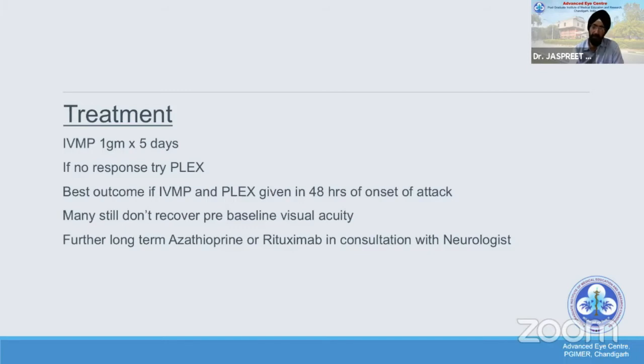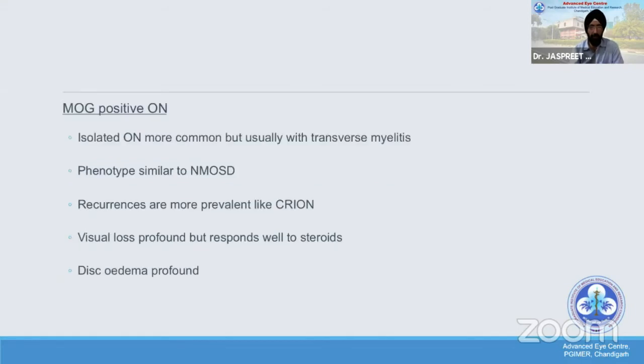If there is no response, the earlier you do the plasma exchange, the better. It should be done as early as possible, because the more we delay, say if you do it after maybe 15 days, the effect is much less. Many still don't recover to baseline vision in patients with aquaporin 4 positivity. And for long-term treatment, of course, you would require immunomodulators in consultation with the neurologist.